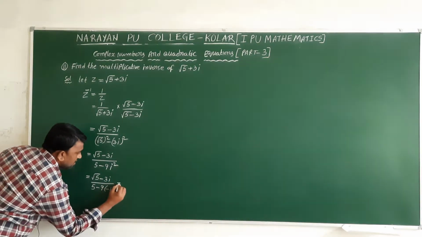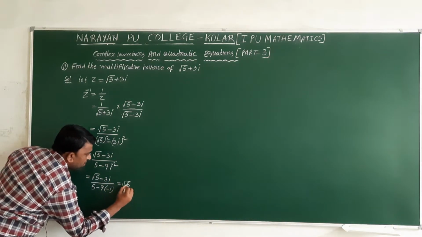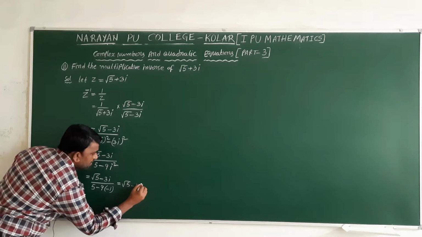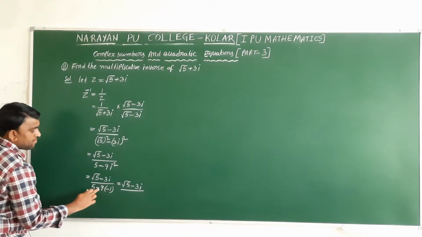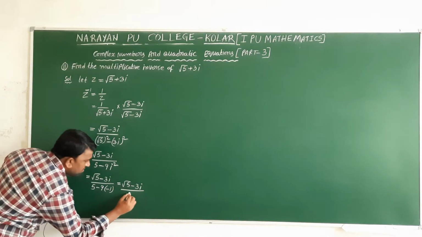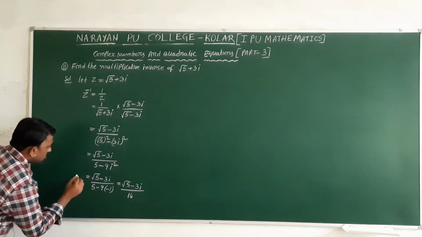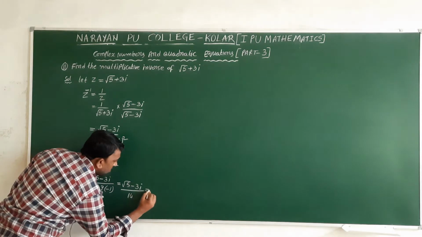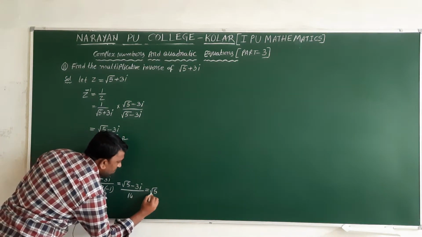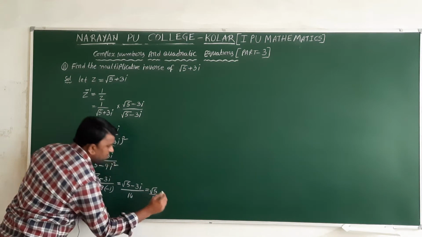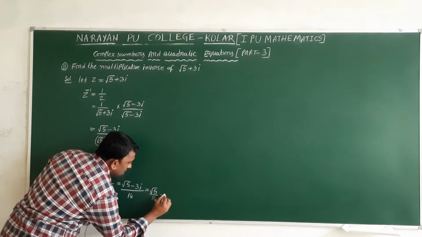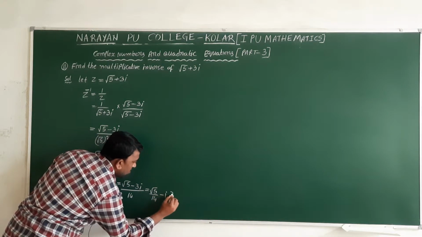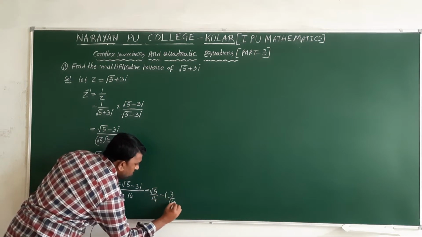So finally it is root 5 minus 3i divided by minus of minus plus 9 plus 5, that is 14. So that is z inverse. This we can write as root 5 by 14 minus i into 3 by 14.